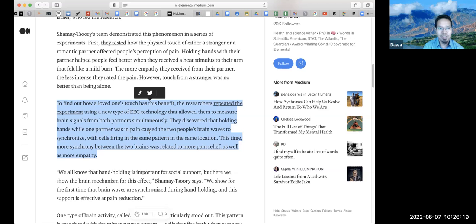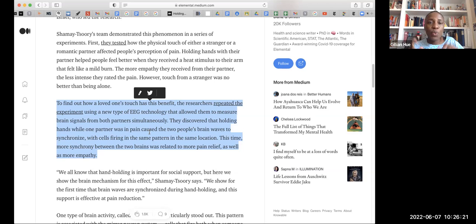So when they looked at the EEGs of both partners at the same time, their brain signals started to synchronize and to happen at the same time.